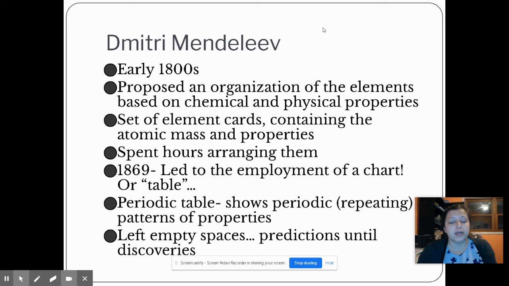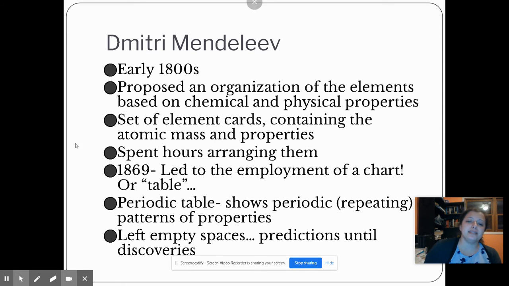Dmitri Mendeleev. We don't really delve into the personal lives of a lot of people who have been important in the history of science, but this guy is extremely important, and you will definitely be hearing his name again. Dmitri Mendeleev, as I said before, early 1800s, proposed that you can organize all of these elements based on their properties. Now, granted, we know that there are 118 elements today. Back then, maybe they knew 50.